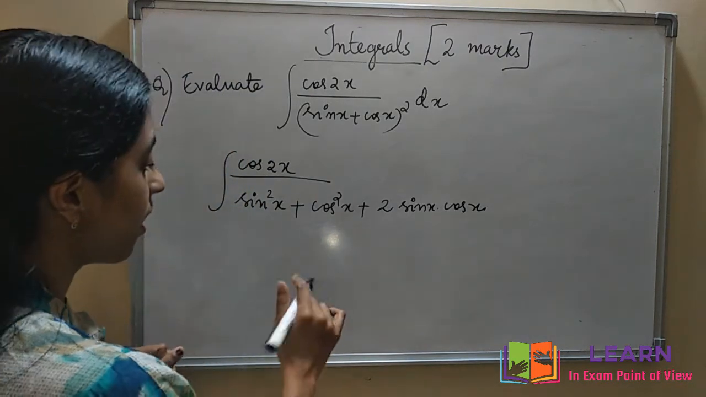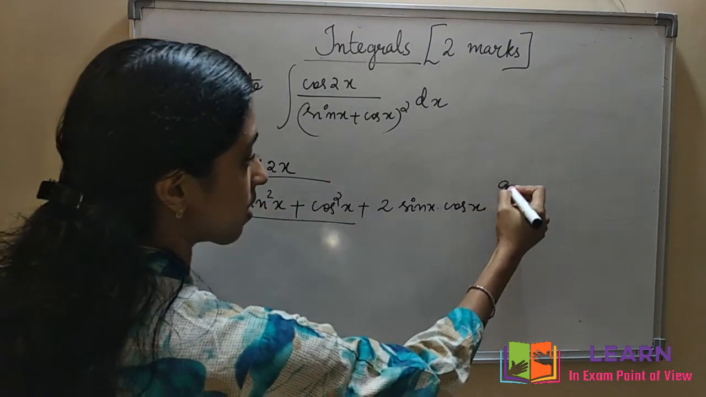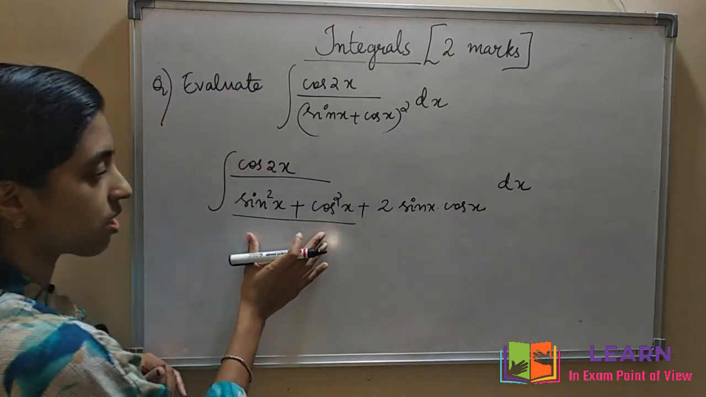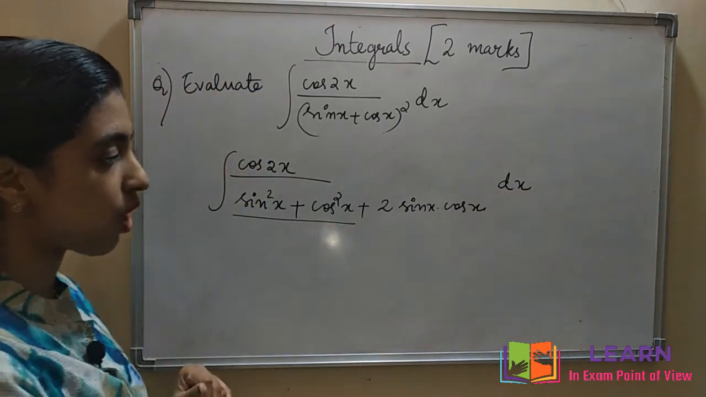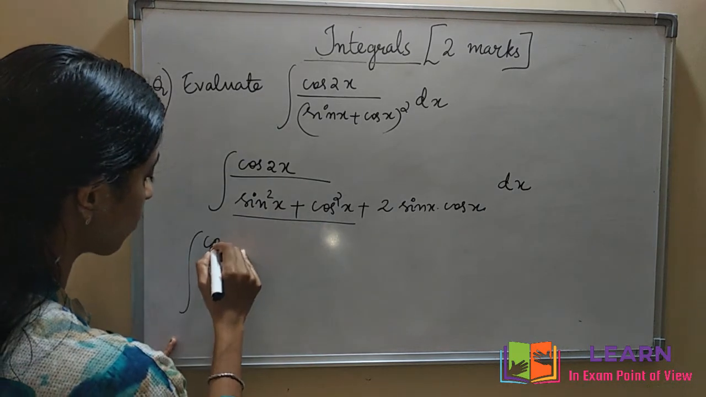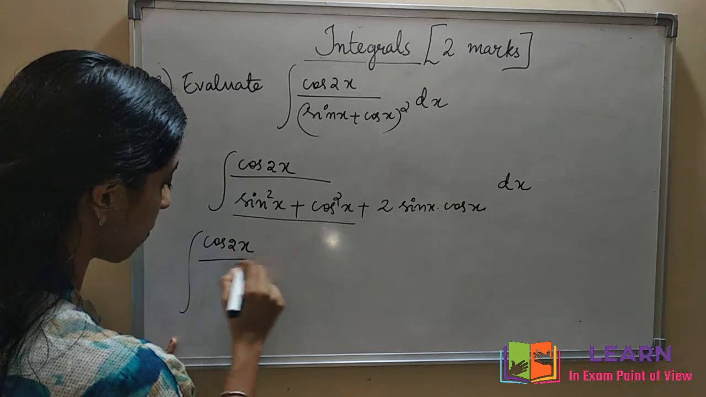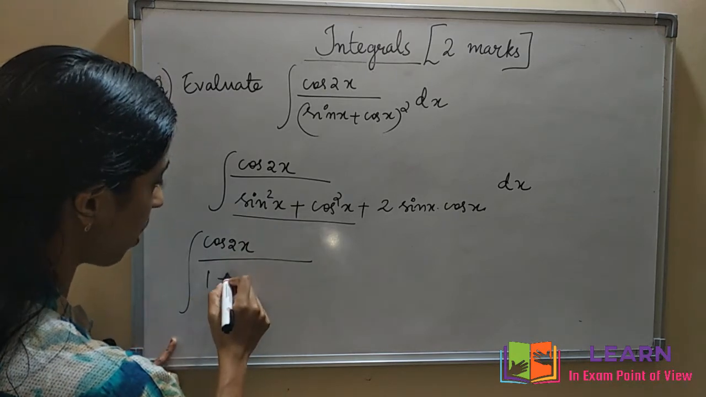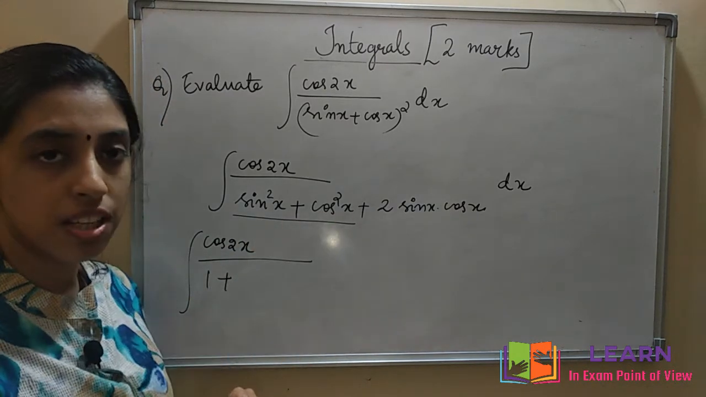Now just to check, sin square x plus cos square x is what? 1. So substitute 1. So numerator as such by, here 1 plus 2 sin x cos x is what?